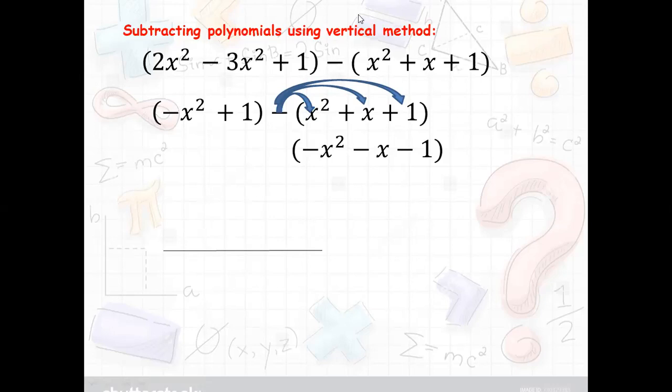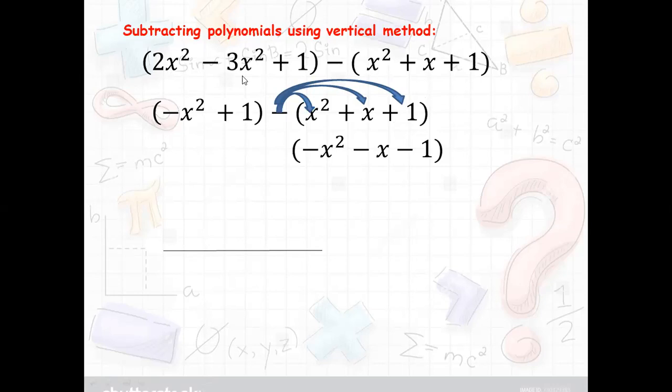So that's why I always said, especially when subtracting, you have to be extra careful that you multiply each term inside the parenthesis by a negative 1. As a result, you can see the whole polynomial's signs have changed. So this is a very crucial and important step when you are subtracting polynomials. Now, moving on to this parenthesis here, you have 2x squared minus 3x squared plus 1.